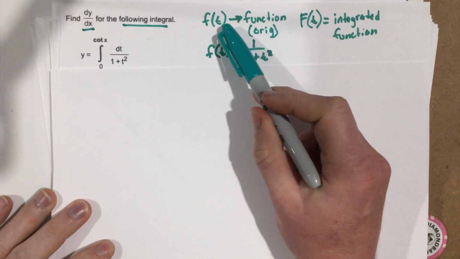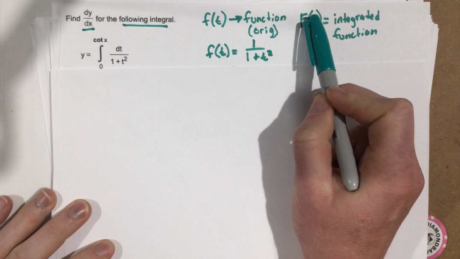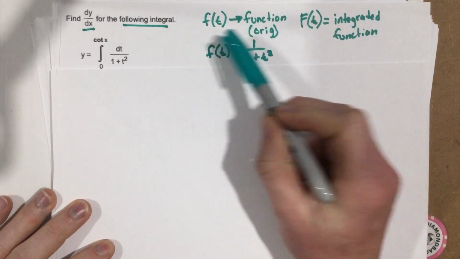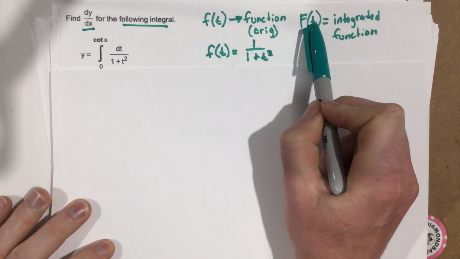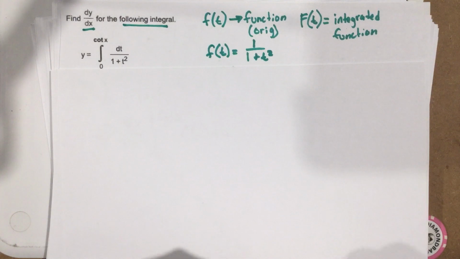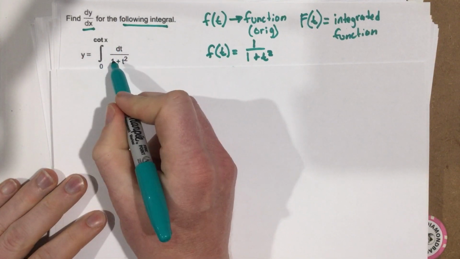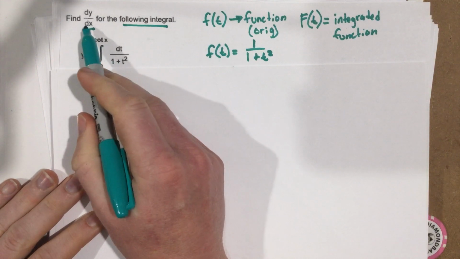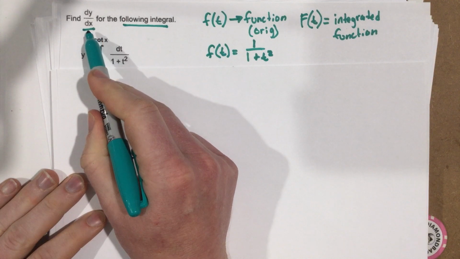Now, if I take the integral, I'm going to write it as capital F of t. That will be the integrated function. All right, so I'm going to use f of t and capital F of t to represent my original function and my integrated function as I go. So the first thing I want to do is rewrite this into a better form that's describing this problem that I'm trying to solve.